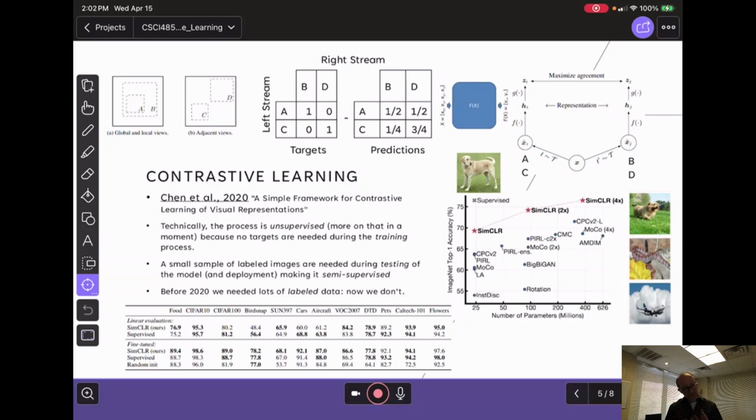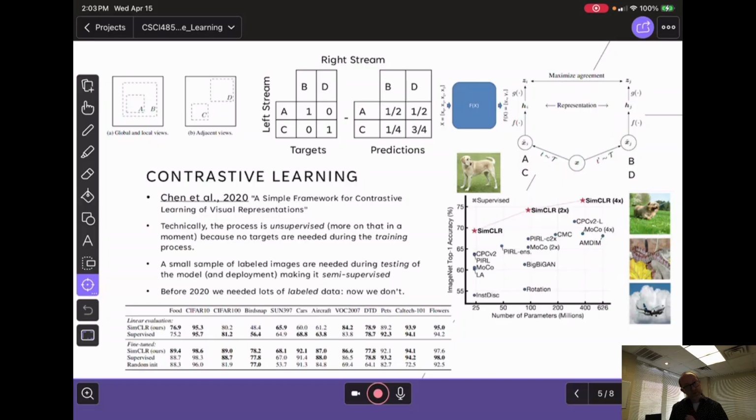Now, what the objective for the network is, its whole job is to try to figure out how these two representations agree with one another. The idea is that it needs to be able to correctly predict that the A and the B from the dog image came from the same image, that the A and the B from the snake image came from the same image, and that the A and the B from the plane image came from the same image.